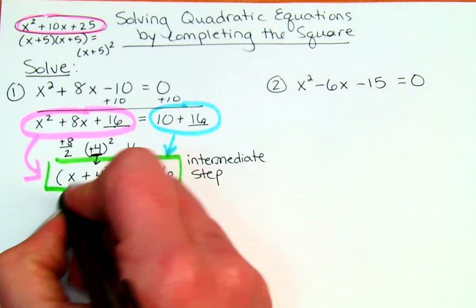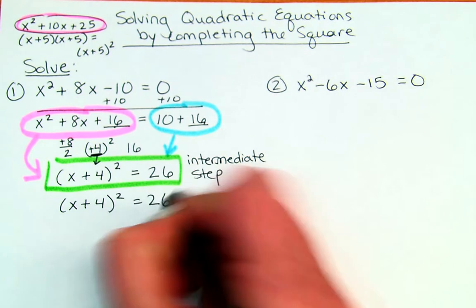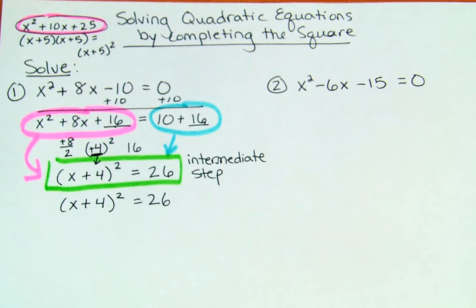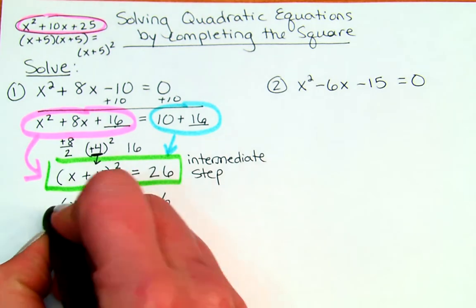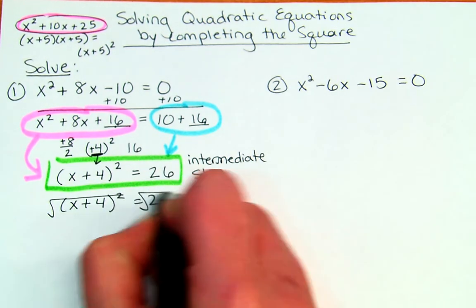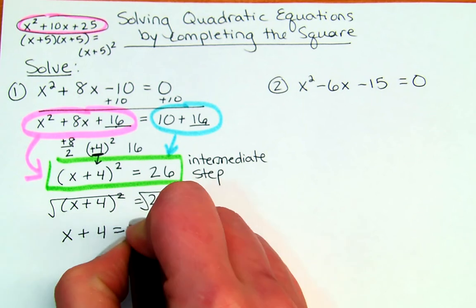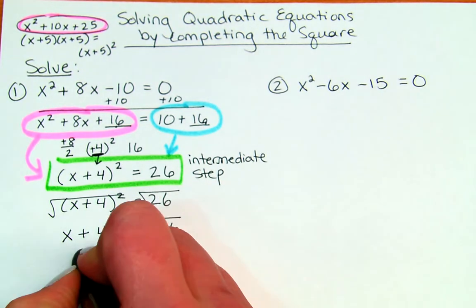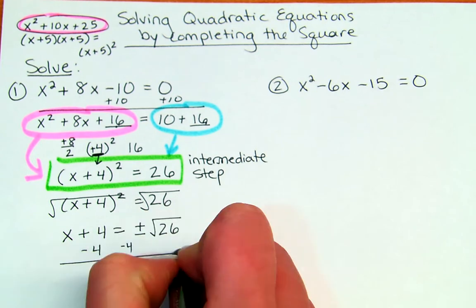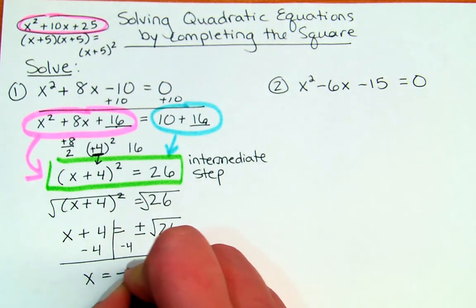So now, how are we going to continue solving? I'm just going to rewrite it as to not interfere with our intermediate step. We need to use inverse operations. So x plus 4 is being squared, so I will take the square roots of both sides. I'm going to get x plus 4 equals plus or minus the square root of 26. And now I'm going to have minus 4 on both sides, which I'm going to place right in front of that plus or minus.